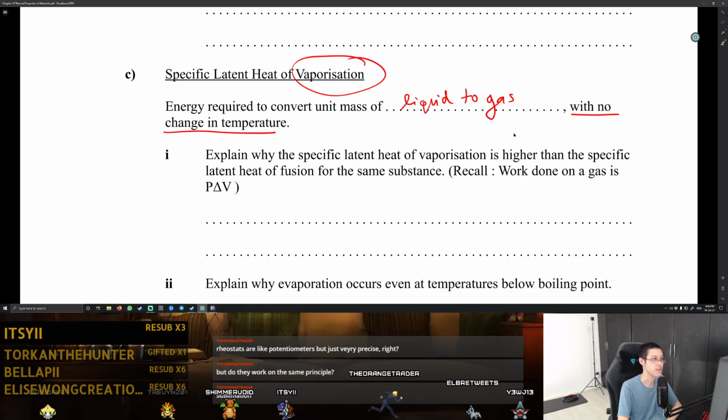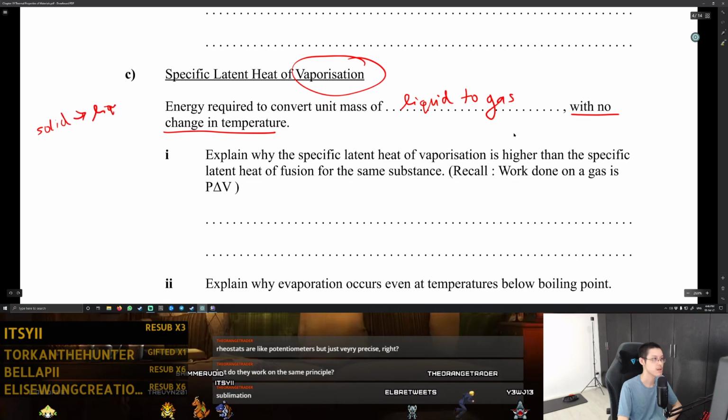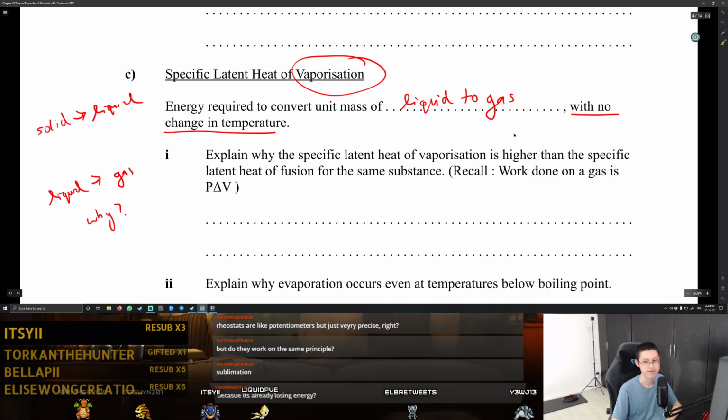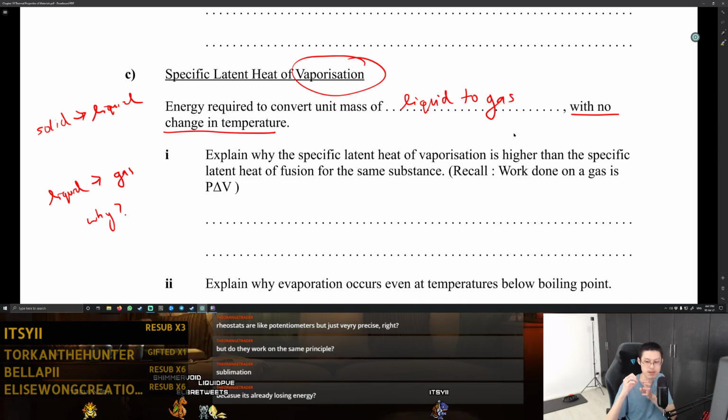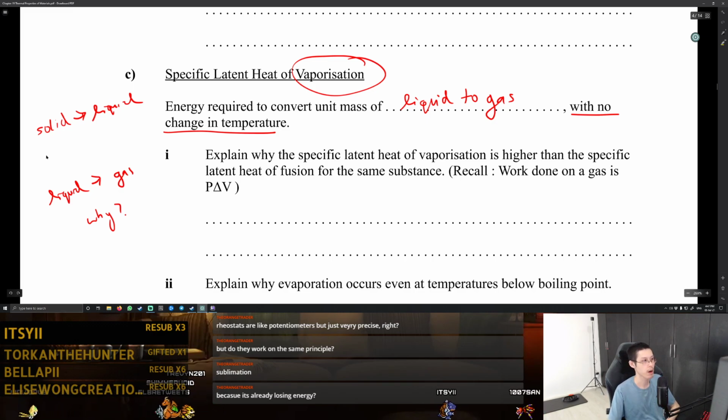So going from solid to a liquid requires more energy than going from liquid to gas. Why? Because it's already losing energy. But they're both losing energy though. I mean, the substance that gets converted to the next state carries the energy away with them. So they're both losing energy. But why do you need more energy to go from liquid to gas?